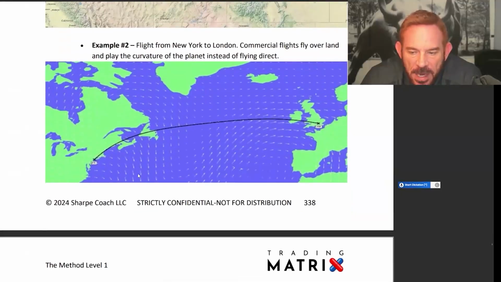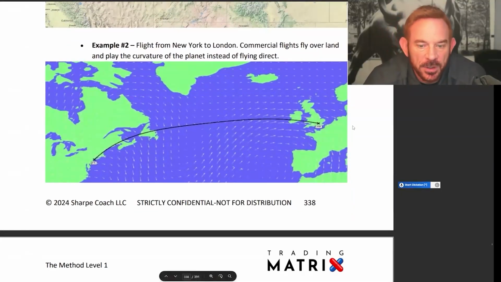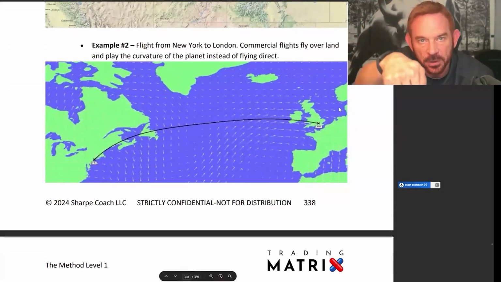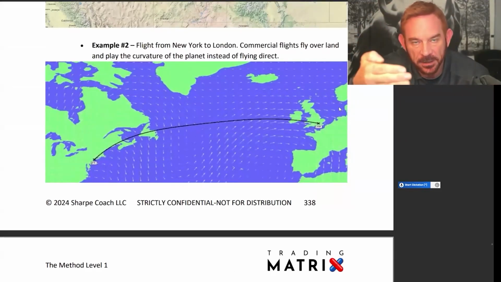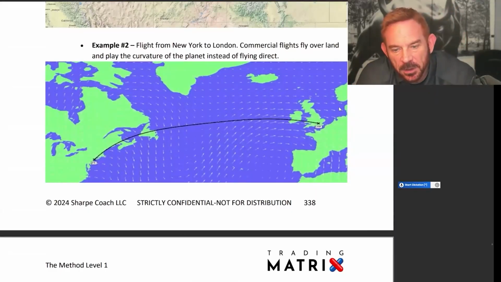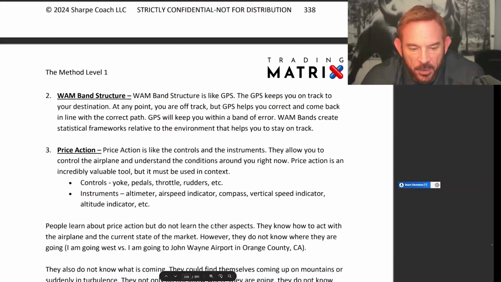Another example is if you fly from New York to London or vice versa, you do not fly in a straight line from New York to London. You fly over the earth. You go over the curvature. It's longer to go straight than it is to go over. But again, we have to understand this. But price action is like basically being able to understand how to fly the airplane. It's like the controls and the instruments. It's like the yokes, the pedals, the throttle, the rudder, etc.